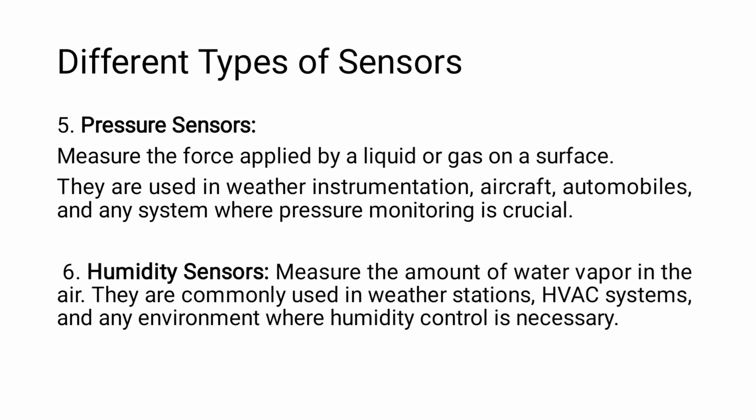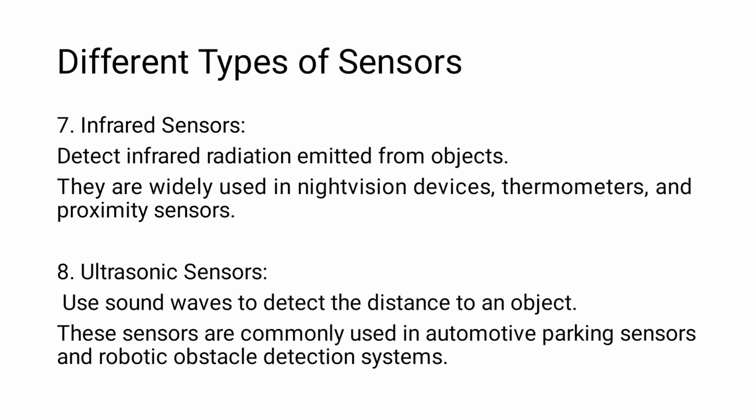Pressure sensors measure the force applied by a liquid or gas on a surface. They are used in weather instrumentation, aircraft, automobiles or any system where pressure monitoring is crucial. Humidity sensors measure the amount of water vapor in air. They are commonly used in weather stations, HVAC and in environments where humidity control is necessary.